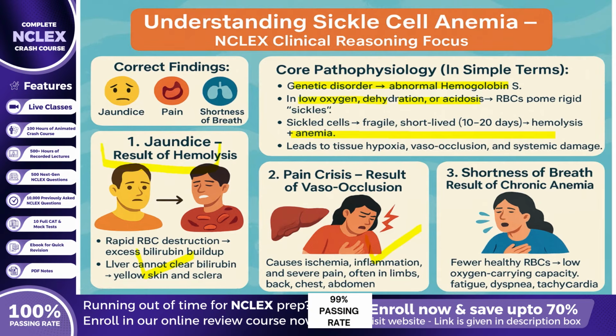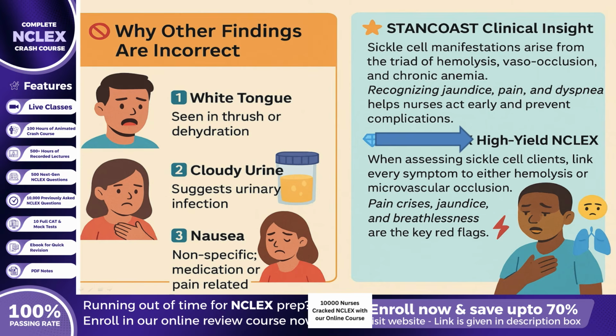Now, let us clarify why the other options are not correct. Option 1, a white-coated tongue, usually points toward oral thrush or dehydration, not sickle cell disease. Option 2, cloudy urine, is generally associated with urinary tract infections or dehydration rather than hemoglobinopathy. Option 4, nausea, although it can occur secondary to pain or medications, is not a hallmark feature directly linked to the disease process.